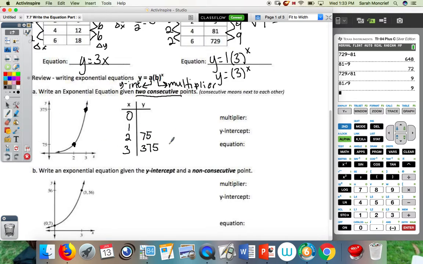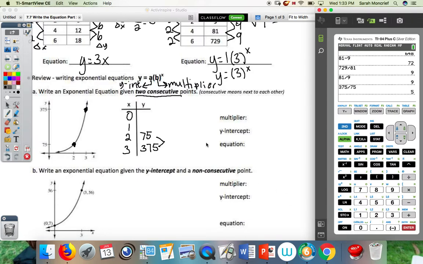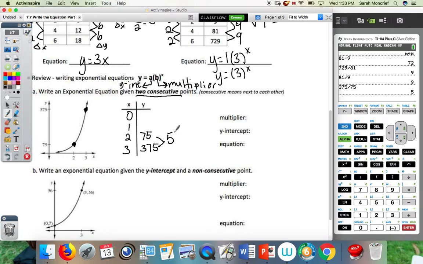From just these 2 points, can we find the multiplier? Yes, let's do it. Let's start by dividing our y's. What's 375 divided by 75? Well, I got us 5. So right now we assume that our multiplier is 5. But let's check the difference just in case we have to do that root again. What is 3 minus 2? Well, that's 1, so we don't have to take the root. So my multiplier is 5.